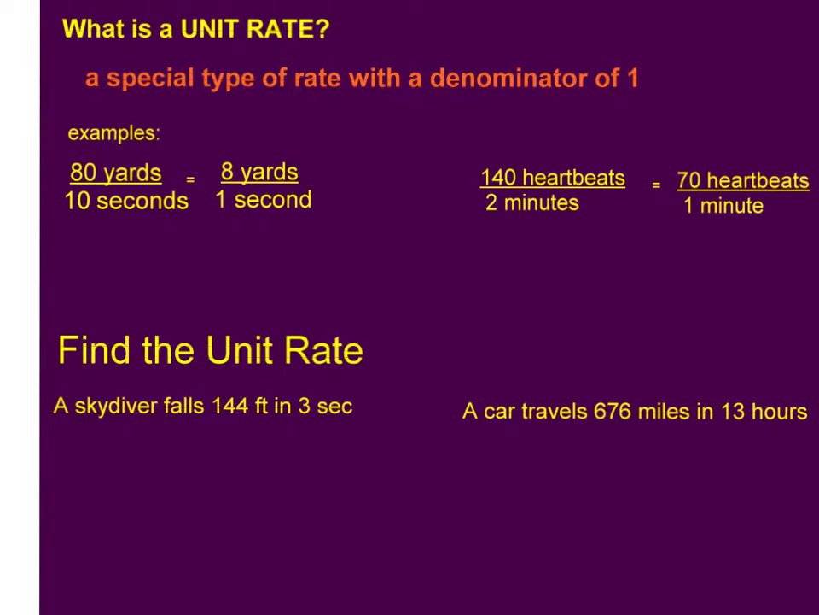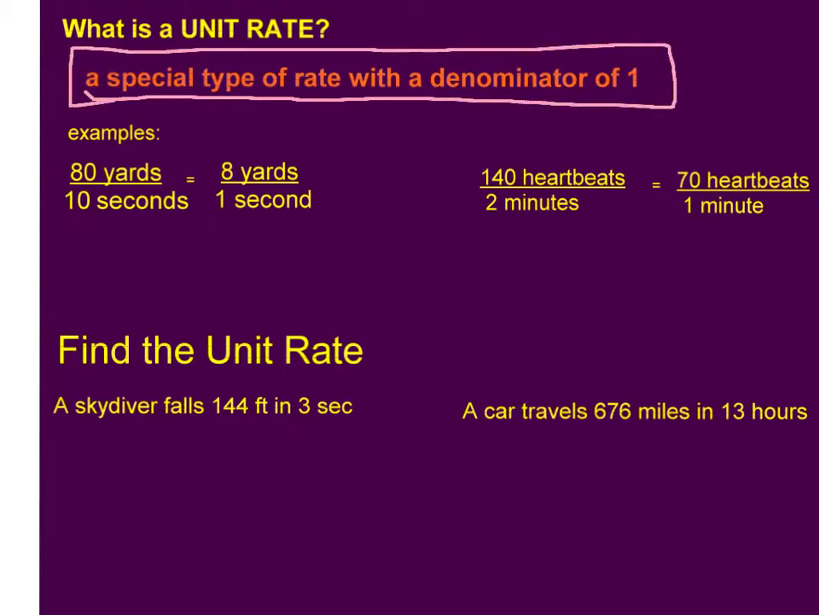Okay, next we're going to learn what is a unit rate. A unit rate is a special type of rate with a denominator of 1. So what we do is we take our rates and we divide away our denominator to get it in a measure of 1 per that unit.